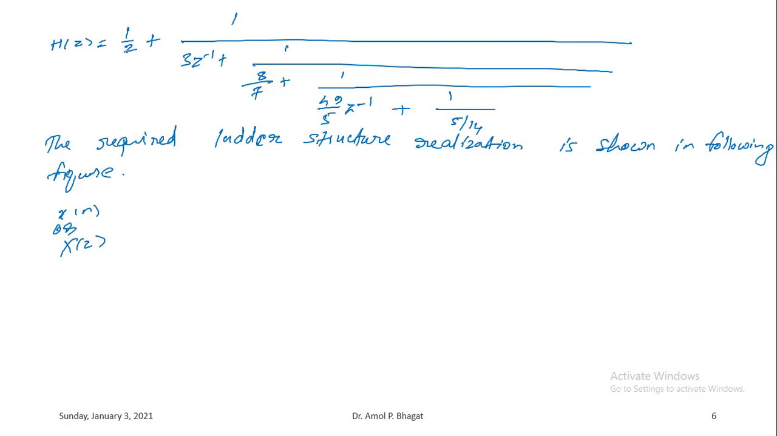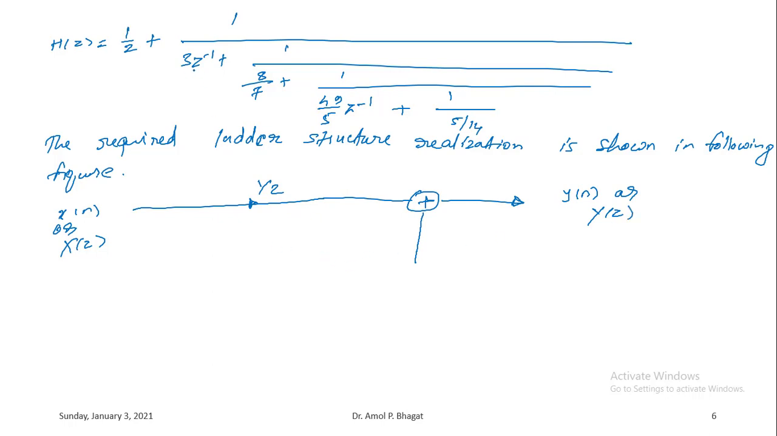So here the first coefficient is 1 by 2, and as it is in the numerator, I will use a constant multiplier here, 1 by 2. Then this 1 by 2 is added, so one adder will be required. It is added with 3z inverse, but it is in the denominator, as you can see, so you have to take it as a feedback. Here the output will be there, obviously, that is y of n or capital Y of Z.